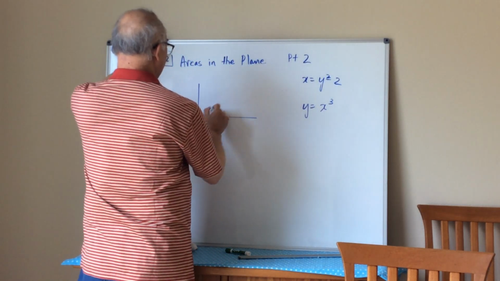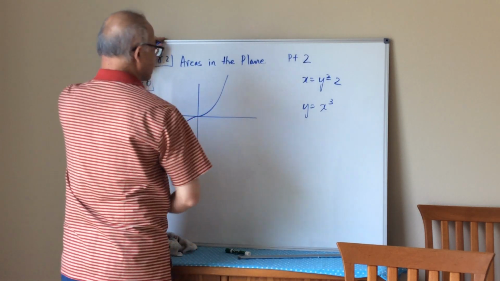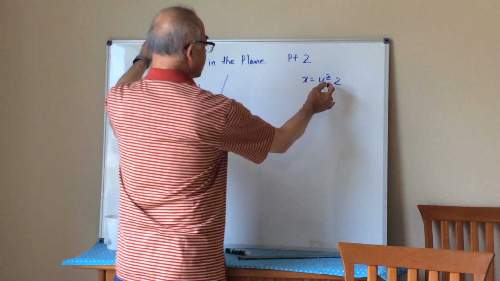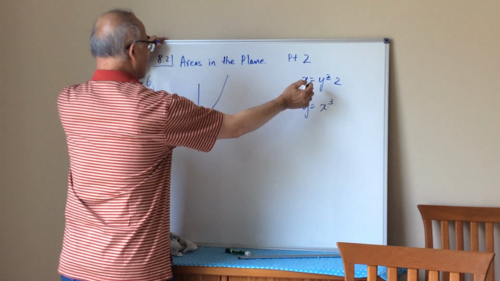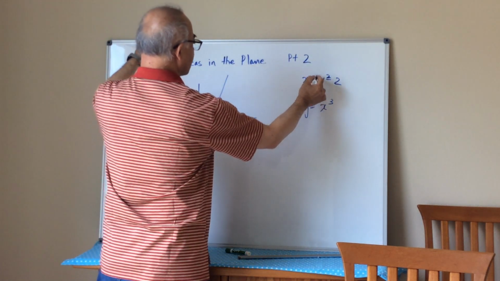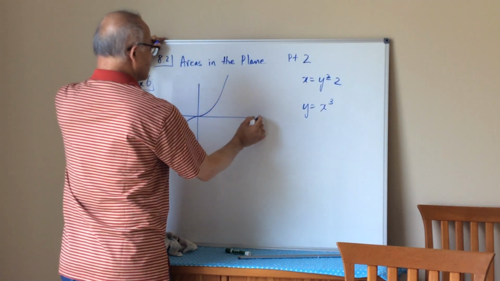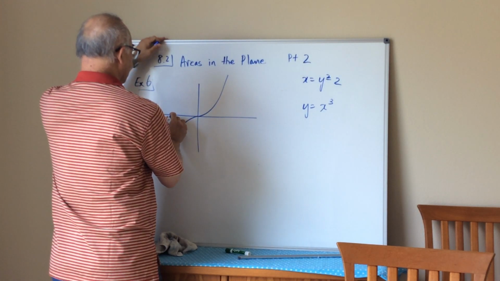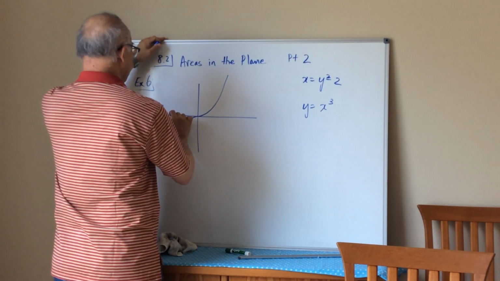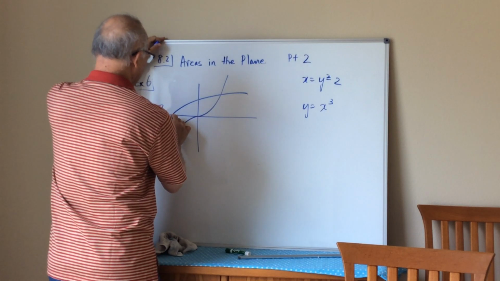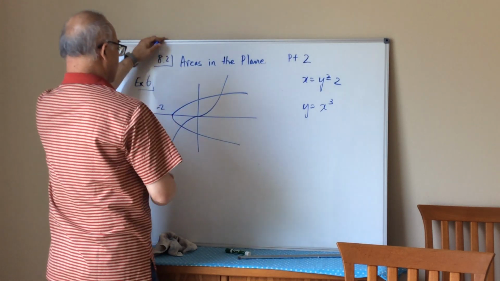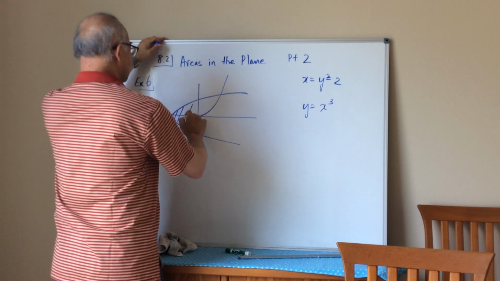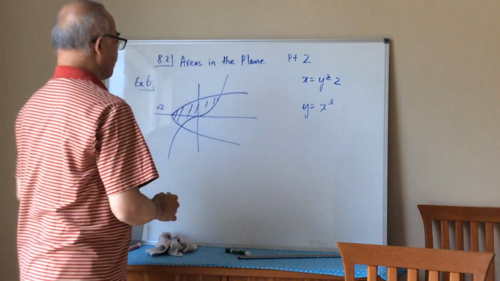X cubed, we know how it works. It's going to look like that. Y is the x bar. So over here, y is equal to 0 when x is equal to negative 2. You have negative 2 here. It opens up like that, right? So I'm looking at this part right here.